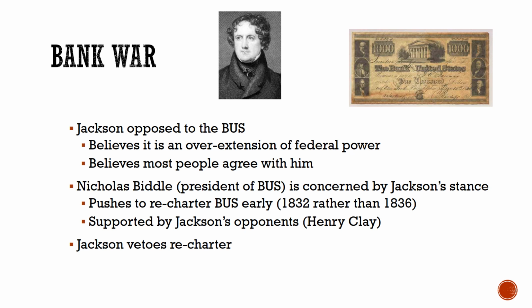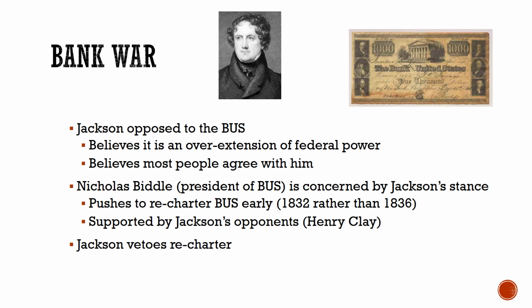Now, the other problem is President Jackson is arrogant. He believes that most people agree with him. But in reality, most people had found the Bank of the United States to be a stabilizing force in the American economy. But Jackson is a pretty powerful persona, and he is the President of the United States.